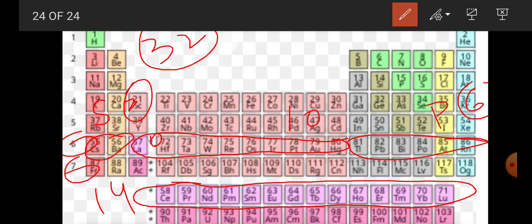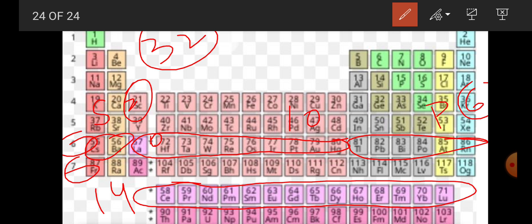In these 32, 2 are the S block elements and 6 are the P block elements. So 6 plus 2 is equal to 8. So 8 are the representative elements, 10 are the transition elements, and the remaining 14 are the lanthanide series, which is mentioned at the bottom of the periodic table.